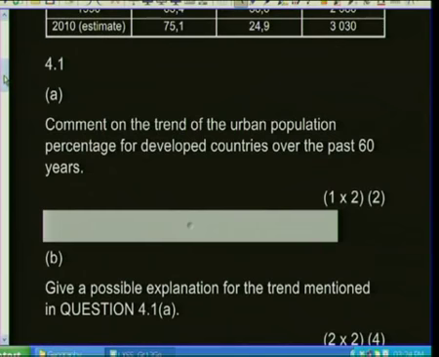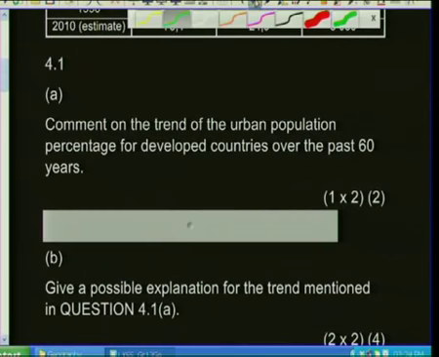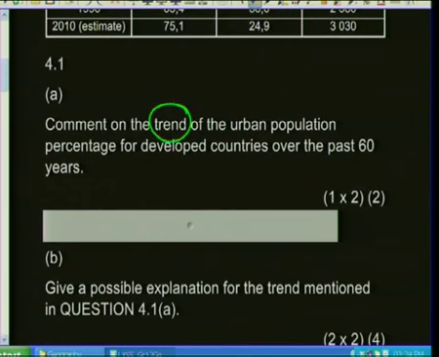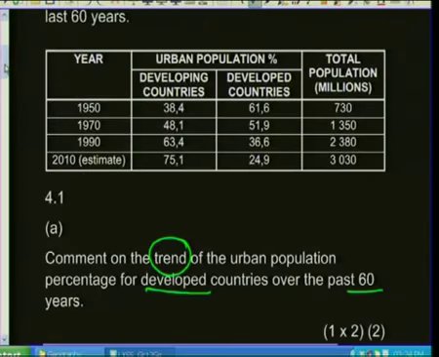Question 4.1 says, comment on the trend, which is another word for pattern, on the urban population percentage for developed countries over the past 60 years. So let's take a look-see. So we're looking at just the developed countries. What's the pattern that we can see here? The numbers, as we go through the years, are coming down. They're decreasing. So what that's telling us is that in developed countries, the percentage of urban population is decreasing.